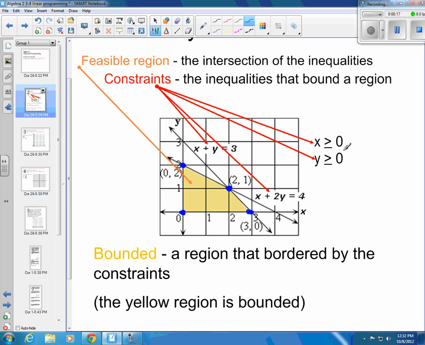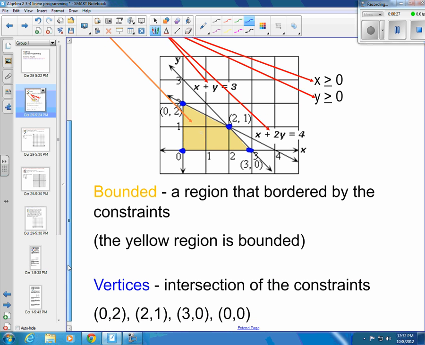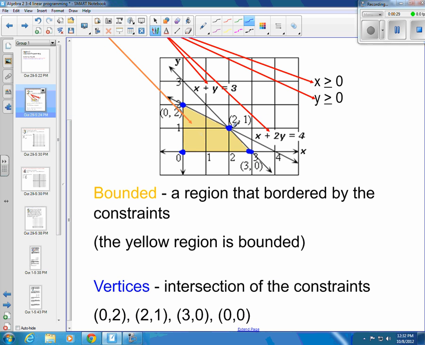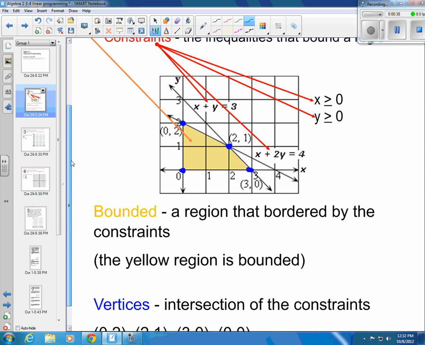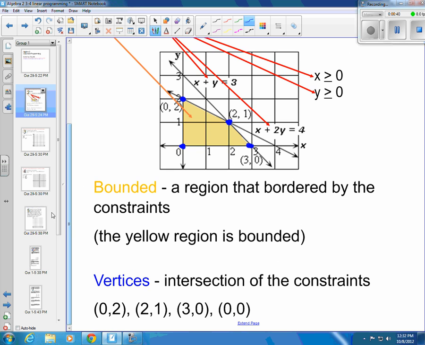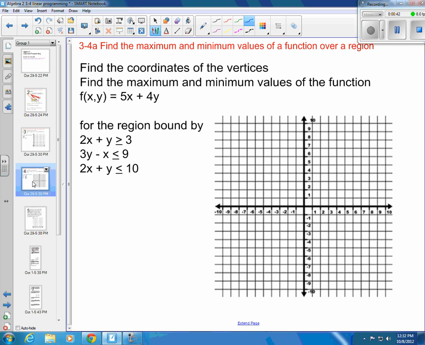Bounded means that those inequalities, when you graph them, form lines, and those lines bound or border the shaded region, or our feasible region. And the last word we had was vertices, and the vertices are these blue points, which are our corner points of our feasible region. So let's make sure we know those vocabulary words, because whenever I start talking about them, I don't want to lose you over vocabulary.